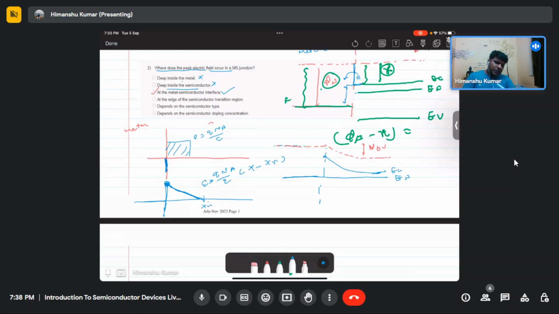Unless we take into account the image charge, it may shift a bit, but for the ideal case we can assume this. At the edge of the semiconductor transition region, no, that is not correct. Dependence on semiconductor type, no, this is not correct. Depends on the semiconductor doping concentration, this is also not correct. So the field will be maximum only at the interface.